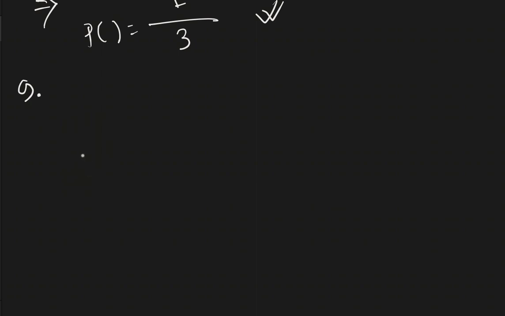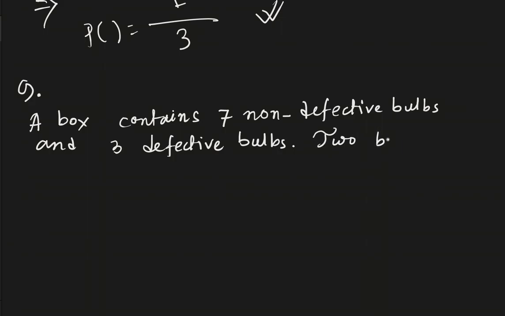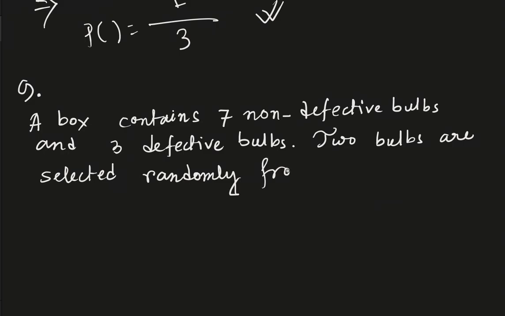Let me quickly state the question. A box contains 7 non-defective bulbs and 3 defective bulbs. 2 bulbs are selected randomly from the box.